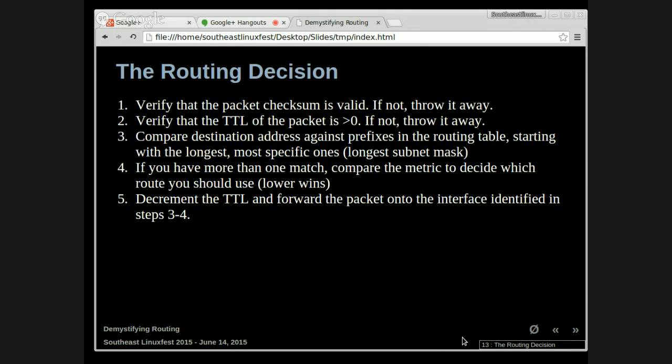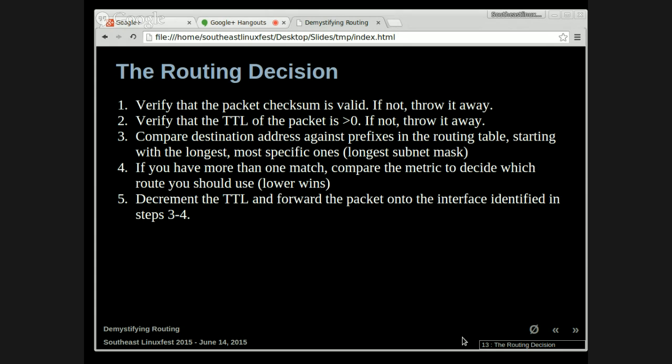Once we've done our little cleanup steps there, we compare the destination address against all the prefixes in our routing table, starting with the most specific. We work our way down the routing table from most specific to least specific. We're hoping for a most specific route match, on the assumption that clearly we need to do something special with that particular subnet. So a match, quite literally, is just using the net mask.